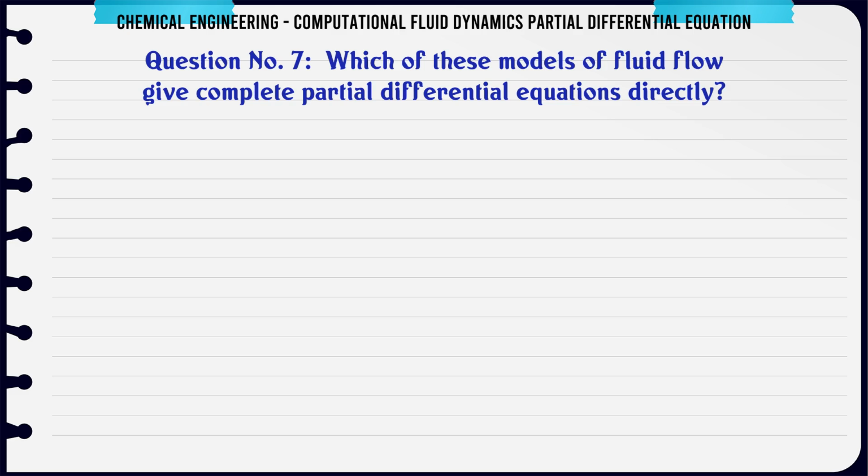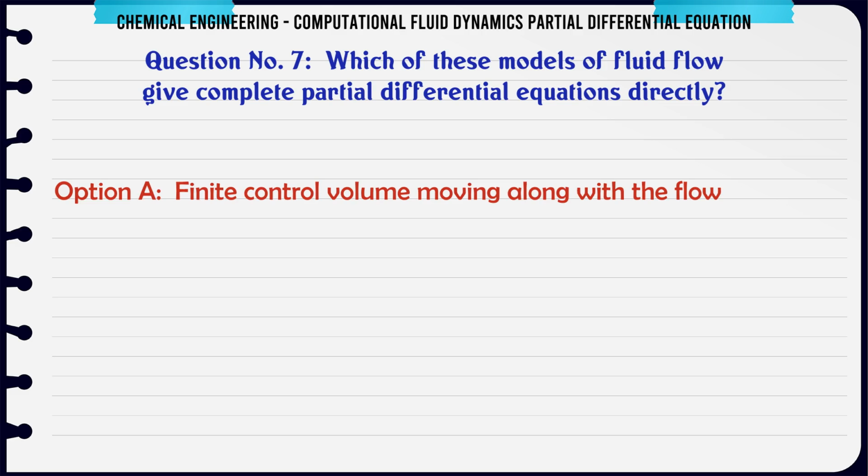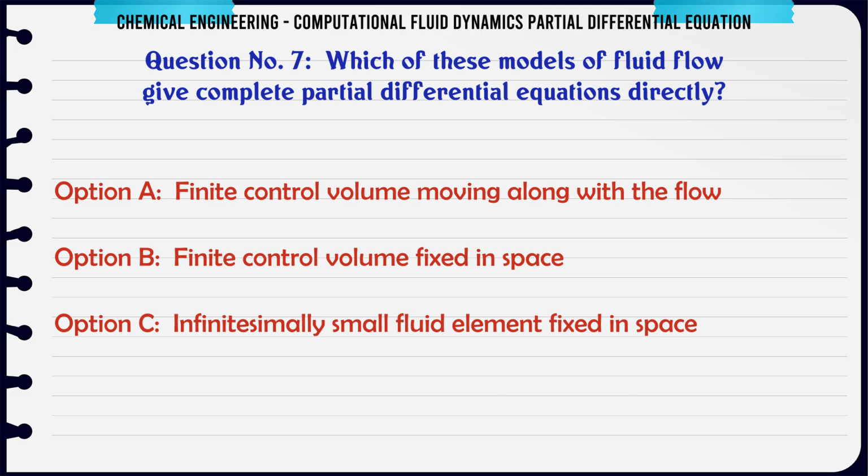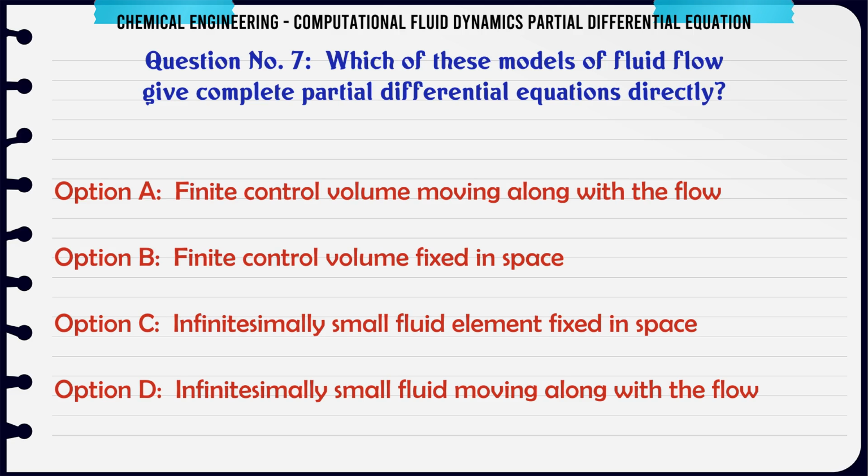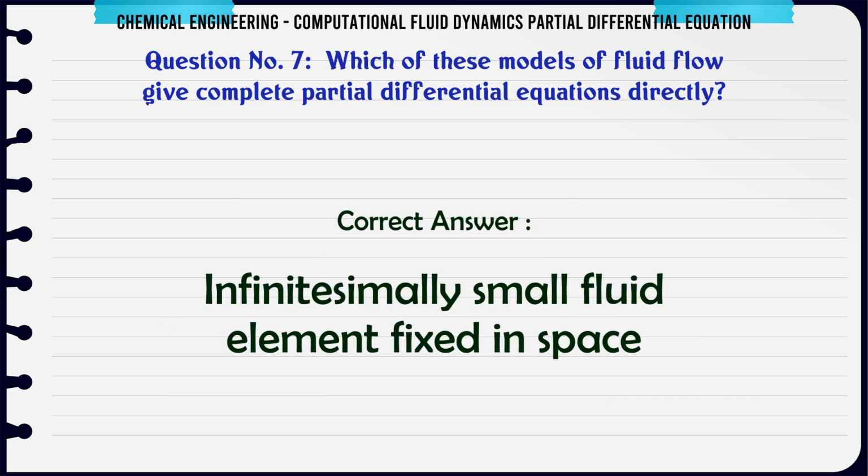Which of these models of fluid flow give complete partial differential equations directly? A. Finite control volume moving along with the flow. B. Finite control volume fixed in space. C. Infinitesimally small fluid element fixed in space. D. Infinitesimally small fluid moving along with the flow. The correct answer is infinitesimally small fluid element fixed in space.